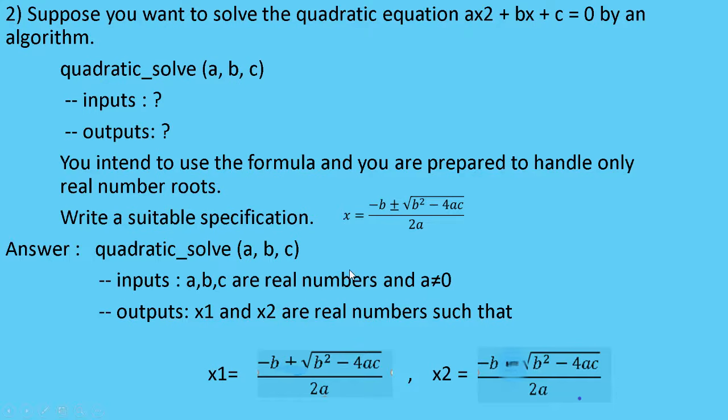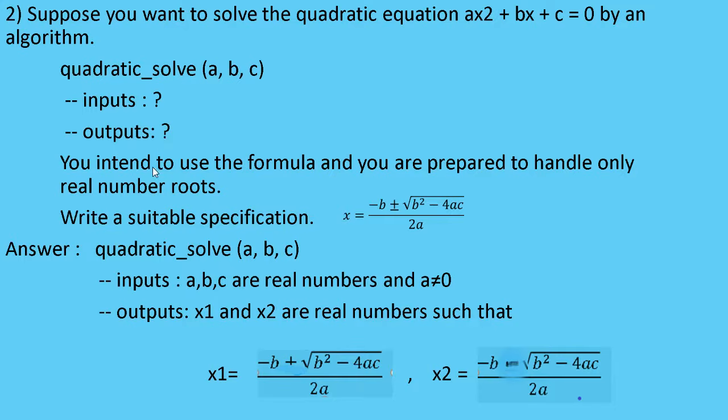Suppose you want to solve the quadratic equation ax square plus bx plus c equal to 0 by an algorithm. They have given the algorithm for the quadratic equation. First, the name of the algorithm is quadratic solve, with A, B, C as the three inputs. We have to write what the inputs are, what the input property is, and what the input-output relationship is. Here they have given a question mark, so we have to fill up these details.